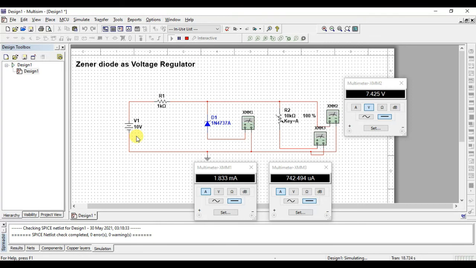So in these two conditions, whether we change the input voltage or the load values, this load may be anything like your TV, laptop, AC, whatever electronic device you are going to use. Even if the load is changing or the input supply is changing, the diode should maintain a constant voltage at the output side. That is what a Zener diode application should be. So this is all about the Zener diode as a voltage regulator, and thank you.